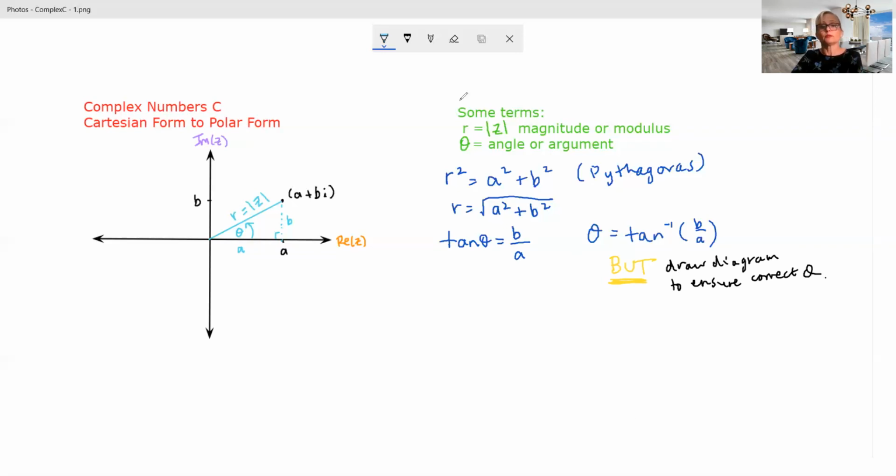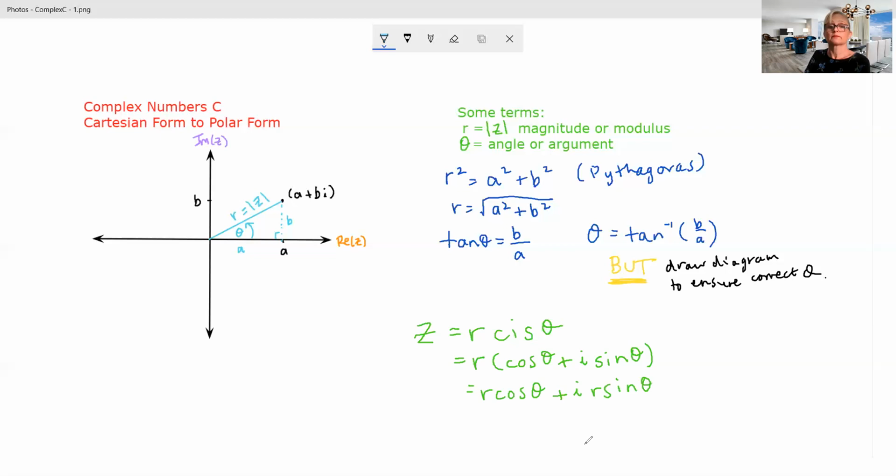Now, how we want to put our complex number in polar form is we want to be able to write Z as R cis theta. What on earth is cis? Well, cis is cos theta plus i sine theta. We're very lazy in maths. We like having little shorthand ways of doing things. So the real part is R cos theta, and the imaginary part is R sine theta, isn't it?